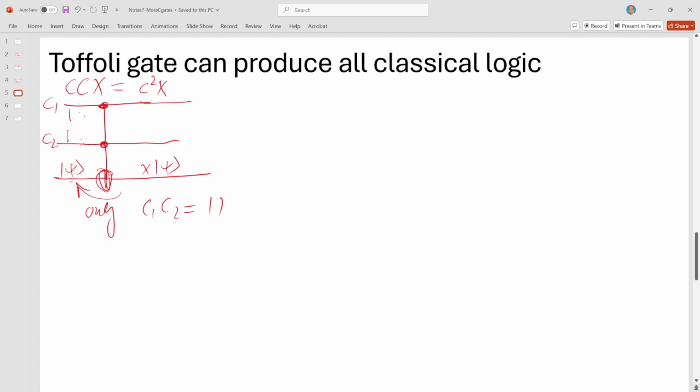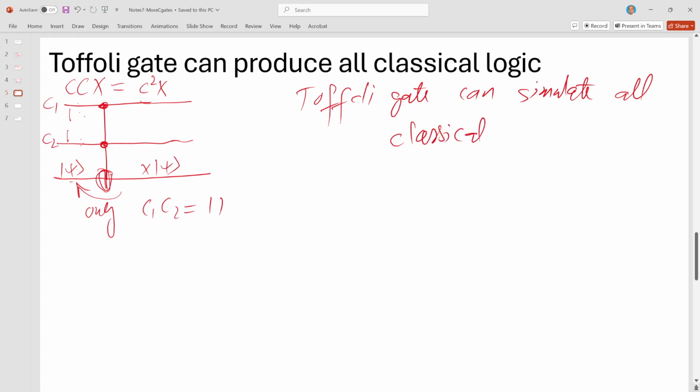Okay, so this gate is actually important in two respects. One is that with this gate we can actually simulate all the classical logic. So the Toffoli gate can simulate all classical binary logical circuits. And let's see how we can show that.